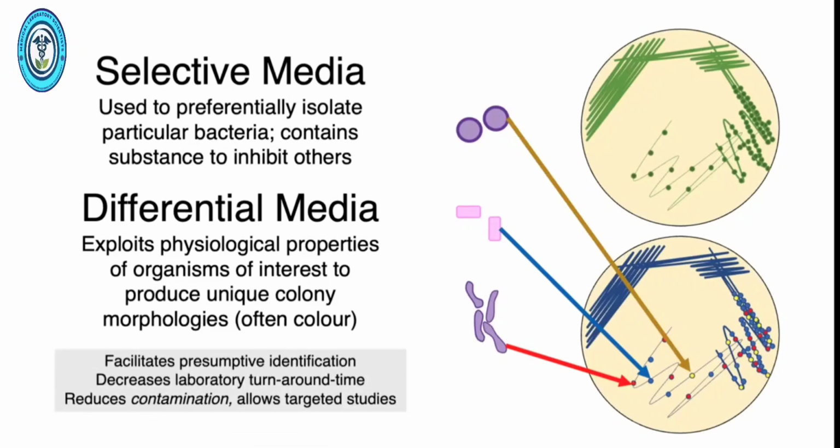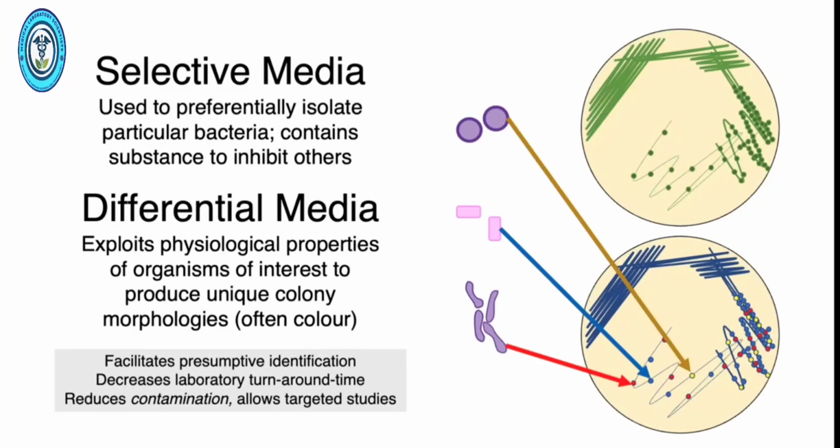Well, first of all, it facilitates presumptive identification. On differential media, we have a pretty good idea of what organism we're dealing with just based on the colony morphology and color. Using selective media, we can rapidly determine which organisms we aren't dealing with. For instance, some media is used to select for gram-positive bacteria, and so we can be fairly certain that we aren't dealing with a gram-negative.